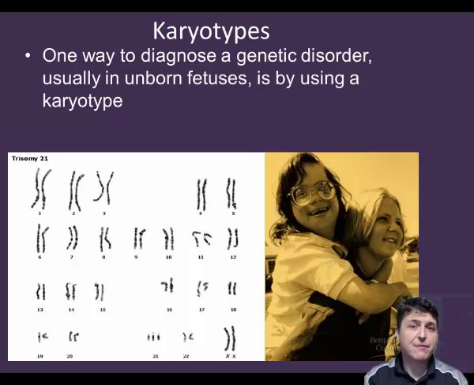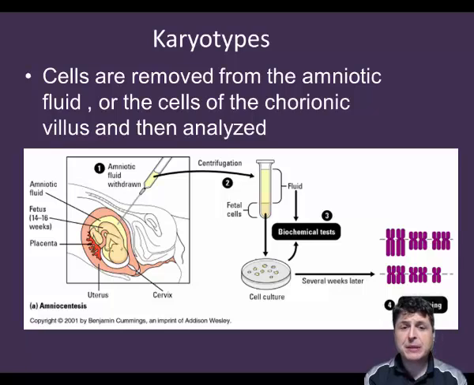Upon examination of a karyotype, we can determine if an aneuploidy condition exists. For example, this young lady has an extra chromosome number 21. She is experiencing Down syndrome. Now, these conditions could actually be diagnosed prior to the birth of an individual by removing cells from the amniotic fluid or cells of the chorionic villus and preparing a karyotype. By determining whether or not an abnormal chromosome number is present, it allows parents to make healthcare decisions for their unborn child.